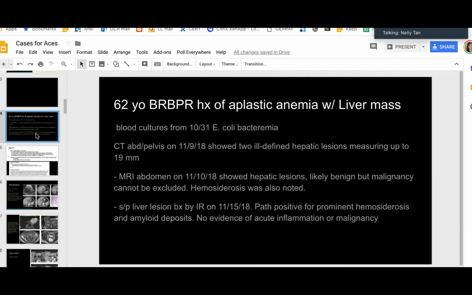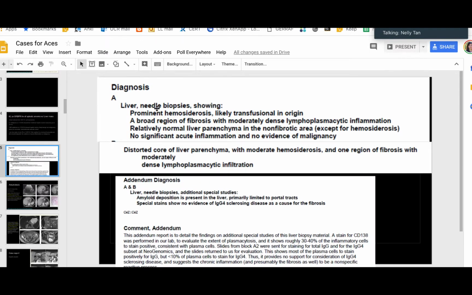So they said there was no HCC. And then there's moderate hemosiderosis, which explains the background low T2 signal intensity. And then they sent it off for special studies. And they said there was amyloid deposition. They sent it off for IgG4, and it was negative. They saw IgG, but less than 10% staining for IgG4, so they said that it's probably not IgG4.